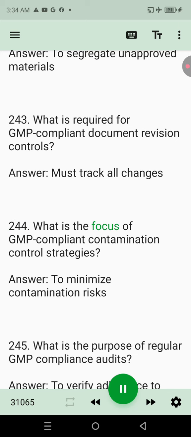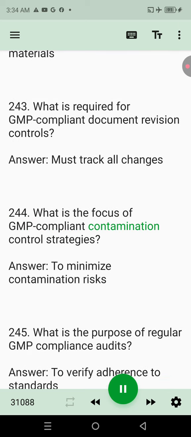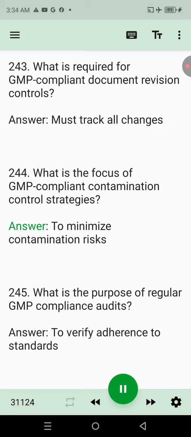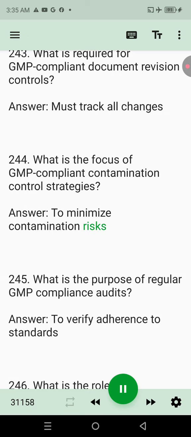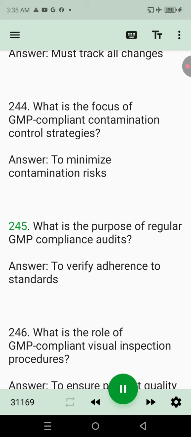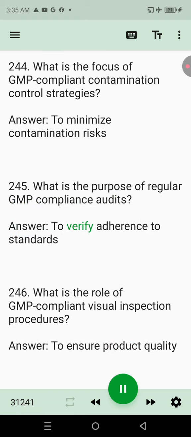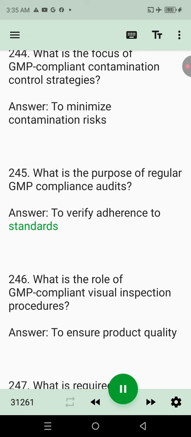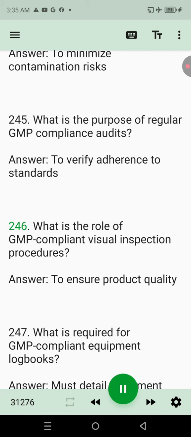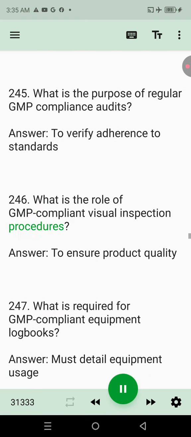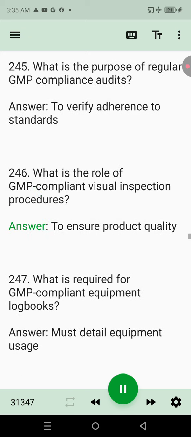244. What is the focus of GMP-compliant contamination control strategies? Answer: to minimize contamination risks. 245. What is the purpose of regular GMP compliance audits? Answer: to verify adherence to standards. 246. What is the role of GMP-compliant visual inspection procedures? Answer: to ensure product quality.